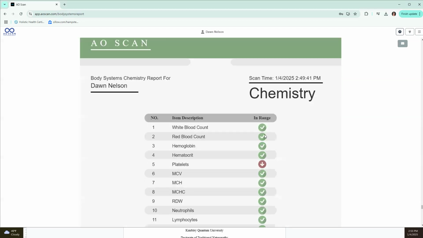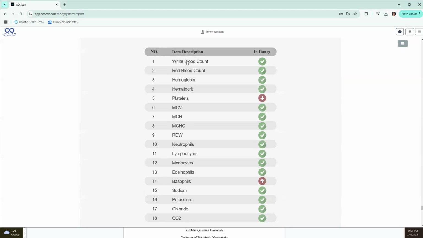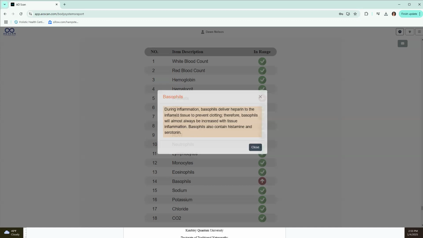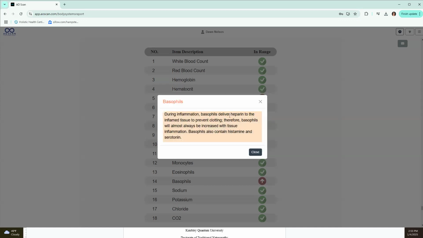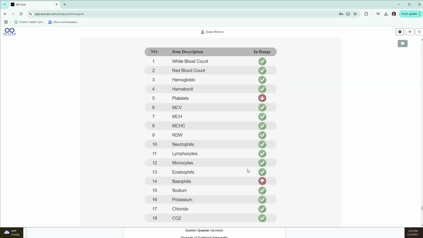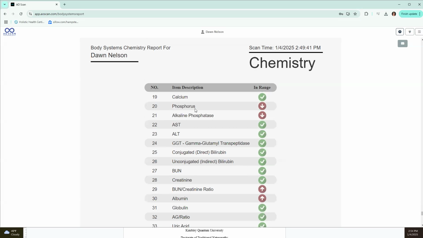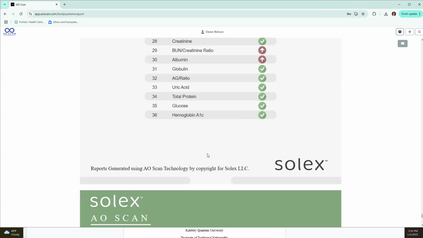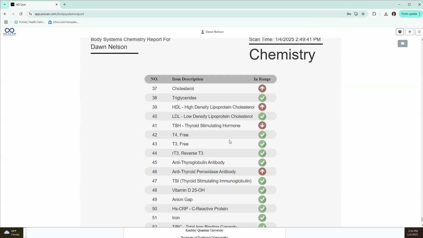And then here are chemistries, and what's cool is you can click and it'll tell you, right? So basophils. It says during inflammation, basophils deliver heparin to the inflamed tissue to prevent clotting. Therefore, basophils will almost always be increased with tissue inflammation, also contain histamine and serotonin, right? Platelets. And it just tells you all the things that it could be. Phosphorus, alk phosphate, BUN creatinine, albumin, cholesterol, all the things.